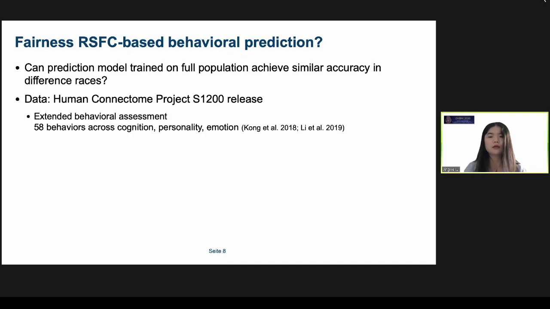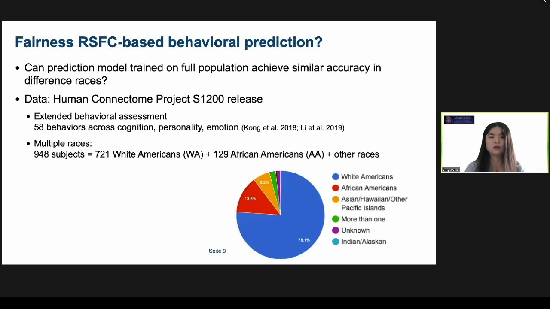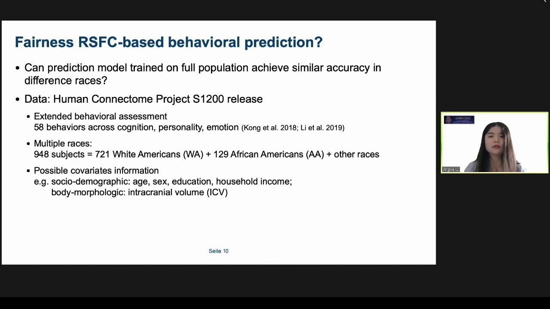We used the Human Connectome Project data. It contains a large range of behaviors, from which we selected 58 behaviors across cognition, personality, and emotion. It also contains multiple races. We used 948 subjects, with 700 white Americans and more than 100 African Americans. We also considered some covariates like age, sex, motion, education, household income, and intracranial volume. The resting state fMRI data were preprocessed by ICA-FIX with global signal regression.